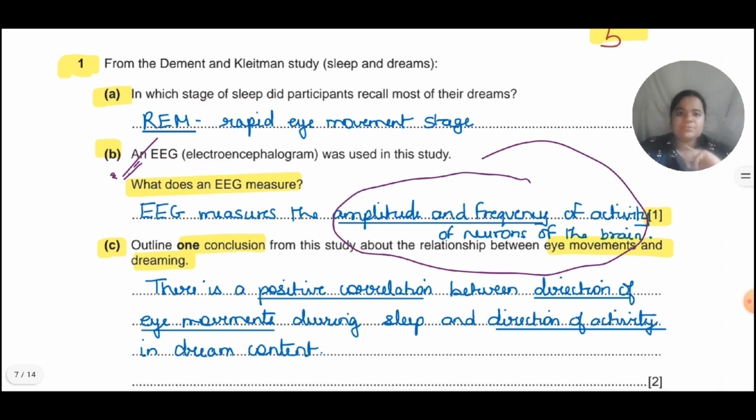Like if the student were to explain what is meant by amplitude and what is meant by frequency, that would not be appropriate. So we don't need to elaborate any further. That would be warranted for 2 or 3 marks, not for 1 mark. So we just have to restrict ourselves to naming what it is that is measured. We shouldn't go into an explanation of it. So you can see in both the answers that is common.